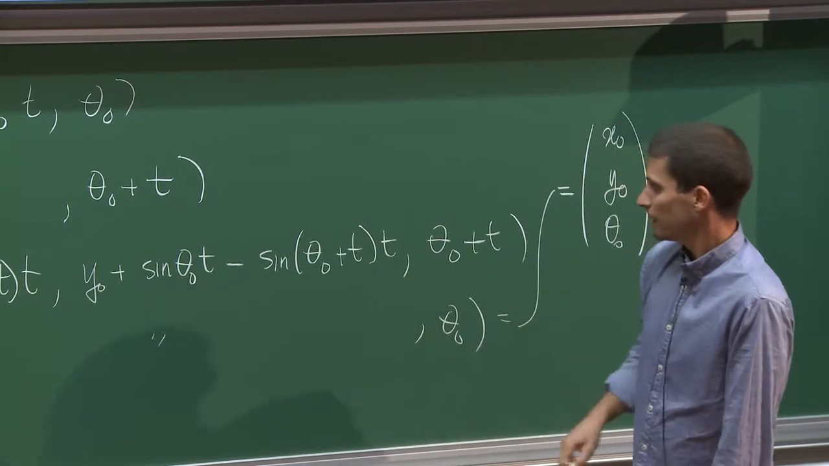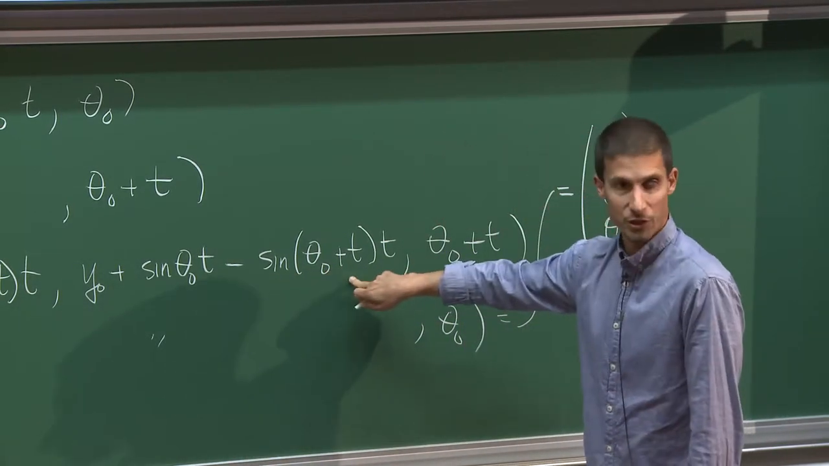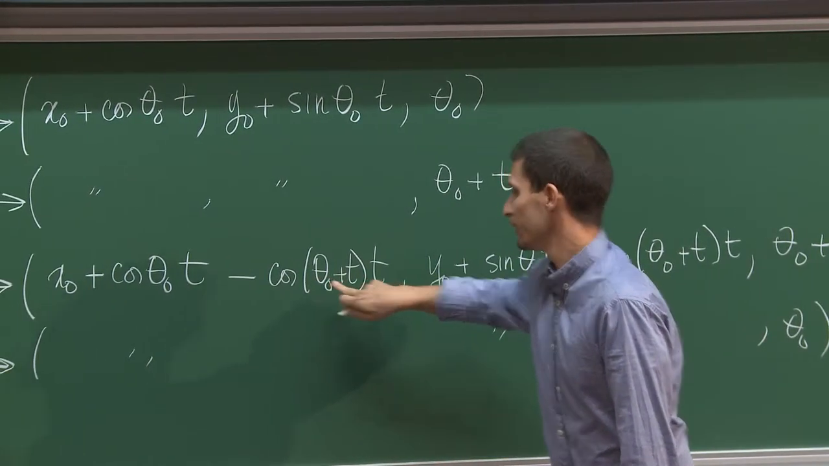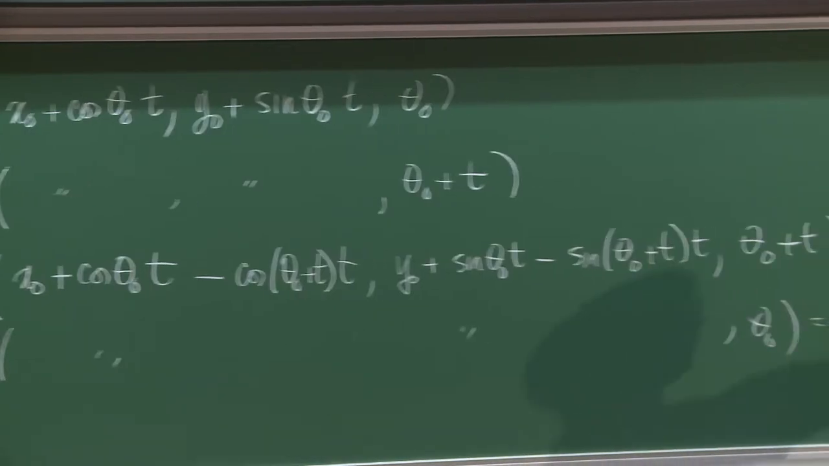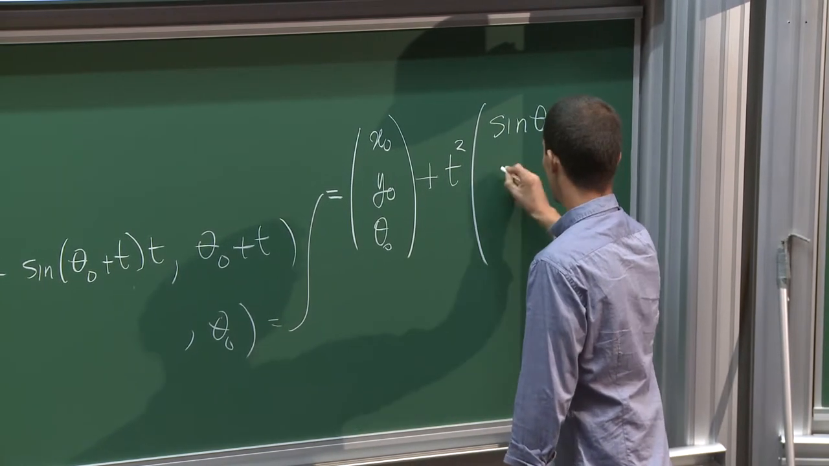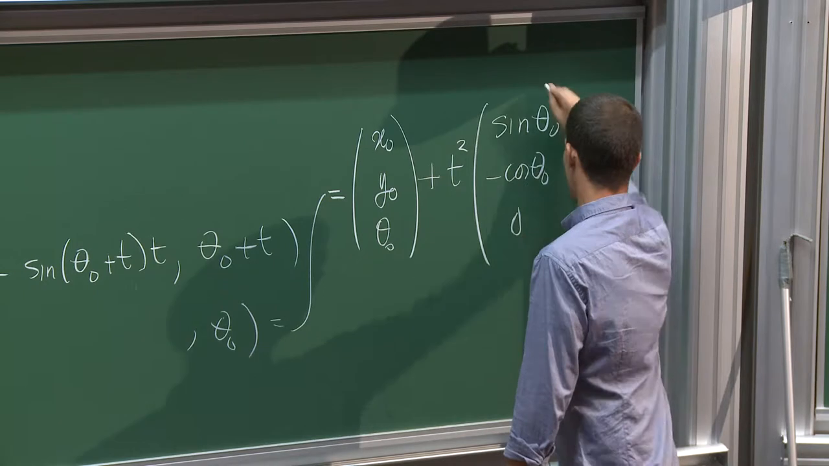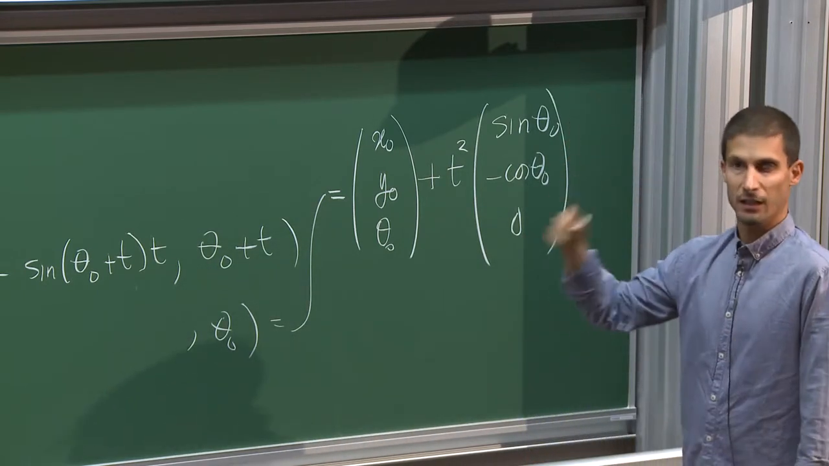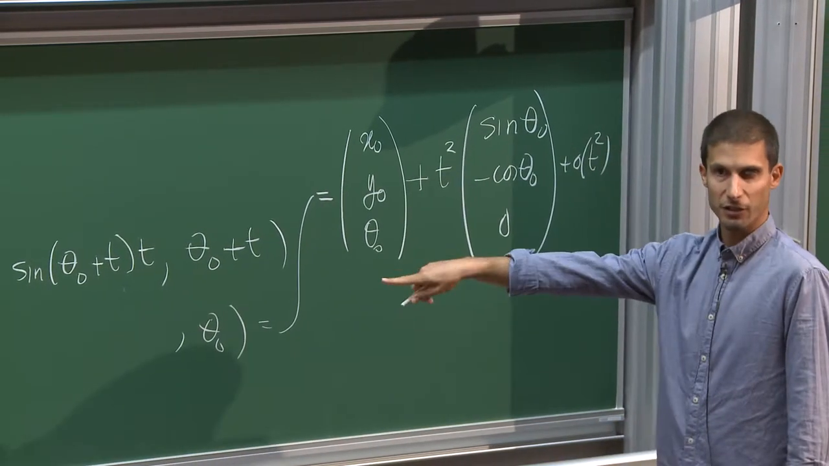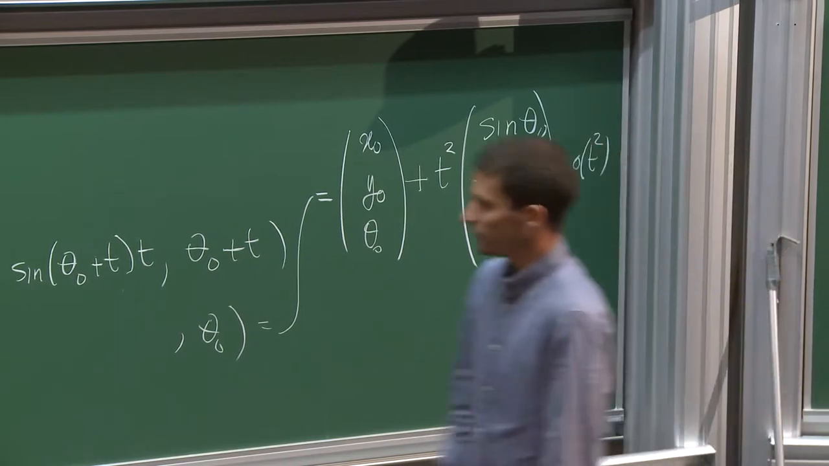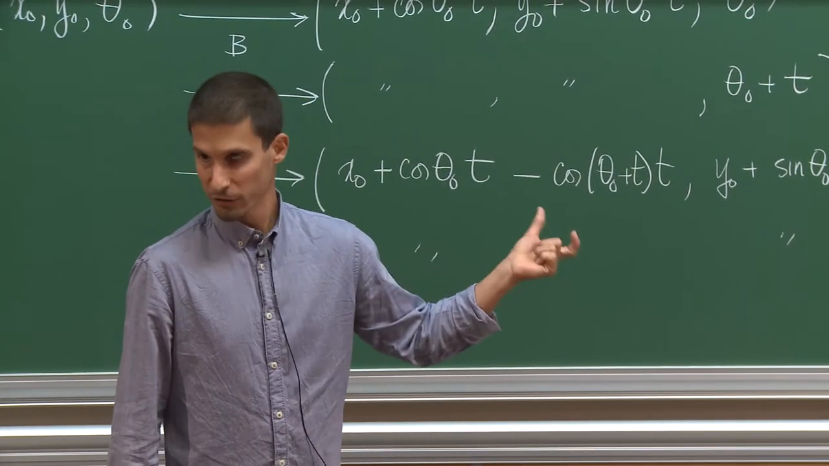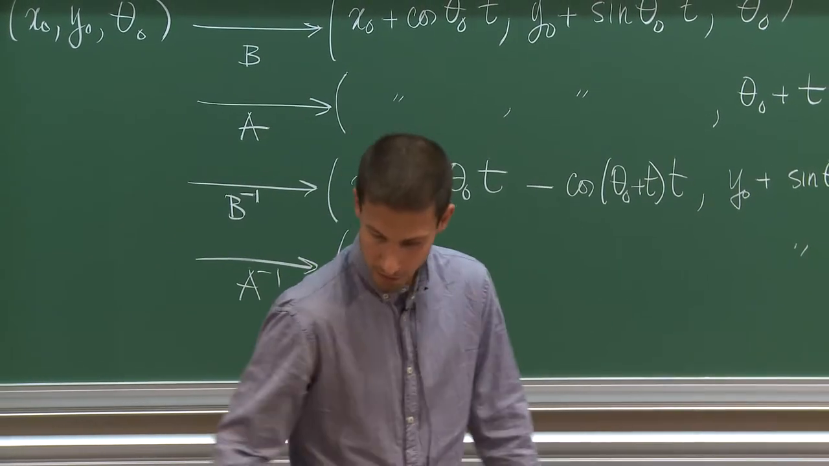But there is a term of order t square, which comes from the derivative, more or less, of this cosine of theta here and sine here. So indeed, what you have is t square times sine of theta 0 minus cosine of theta 0, 0, and then higher order. Do you agree? It's just a Taylor expansion. So why am I computing a Taylor expansion? To show you the main correction. What is this correction?